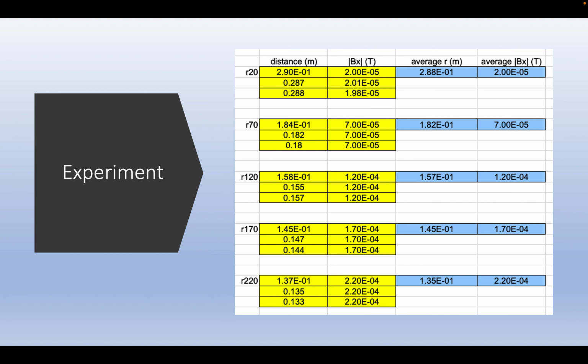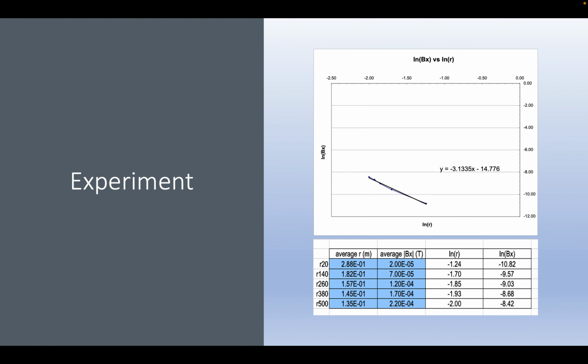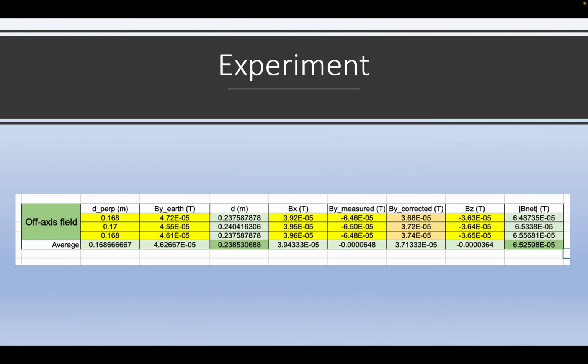So here is the Excel sheet that was provided in the lab documents. It shows the yellow inputs are the corresponding value of the magnetic field at different distances and is averaged on the right. Those average values are then going to be inputted in creating our logarithmic line graph. And finally, we're going to be inputting values that are going to be then adjusted by the magnetic field due to the Earth, and we're going to get our final value of B net on the far right.